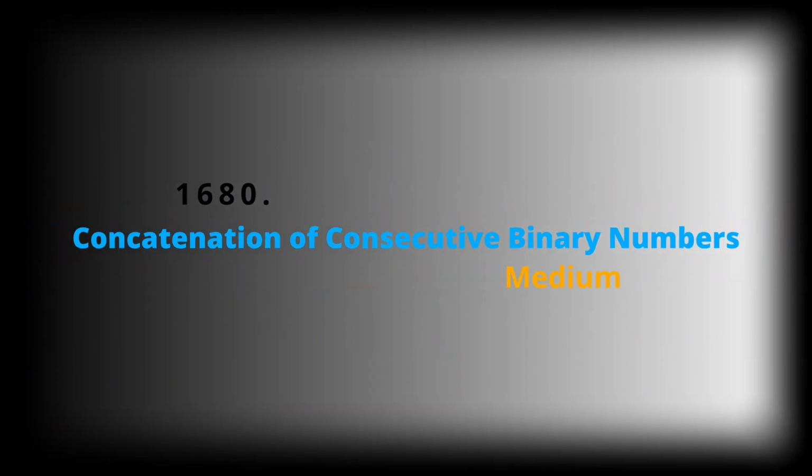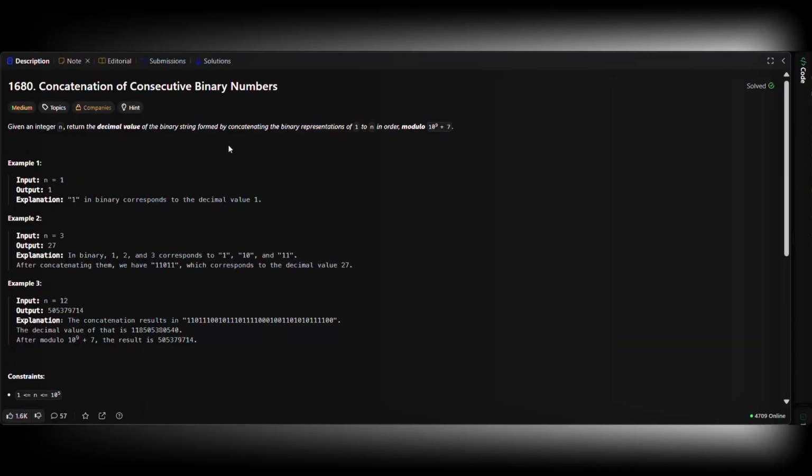This problem looks innocent. Concatenate binary numbers from 1 to n. Sounds like string manipulation, right? That's exactly where most candidates go wrong. Because if you build the actual string, you'll get destroyed by constraints. This problem is a bit-shifting pattern recognition filter. And yes, this is where many candidates get filtered.